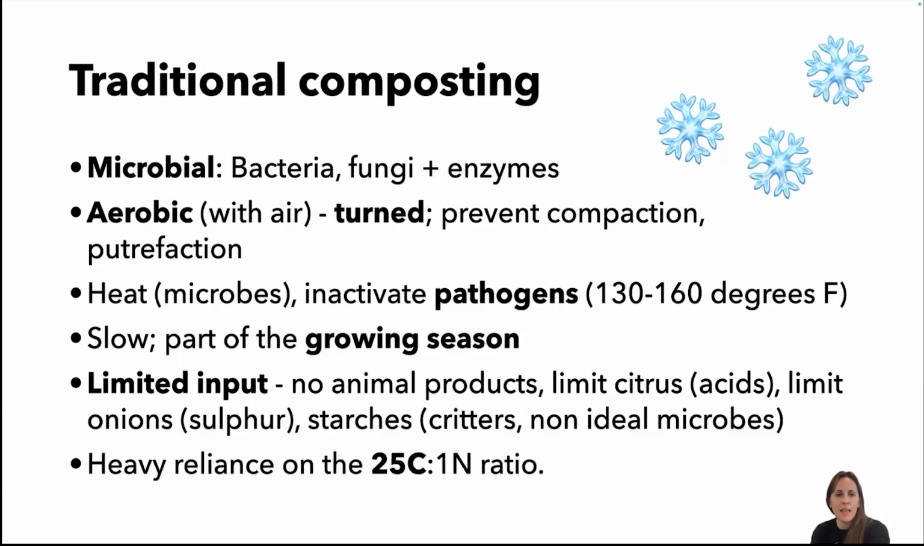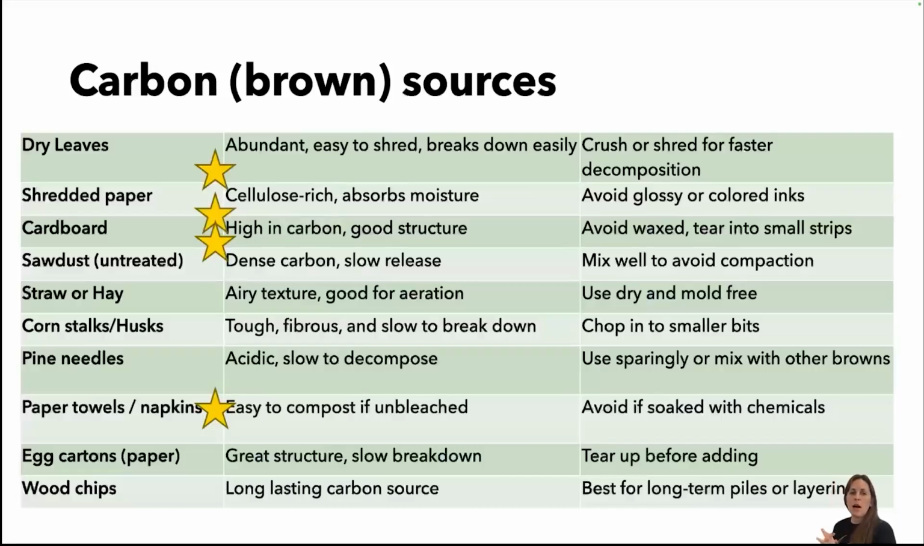All righty. And then traditional composting has a very heavy reliance on the 25 parts carbon to 1 part nitrogen ratio. So it is a very brown, heavy composting technique, which means you've got to have access to those different brown sources, which brings us to our next slide. So I have starred some of my personal favorites because they're easily accessible to me. And so as you take a look at the list, they might also be easily accessible to you. Maybe something else shines as something that you can use as a carbon source.